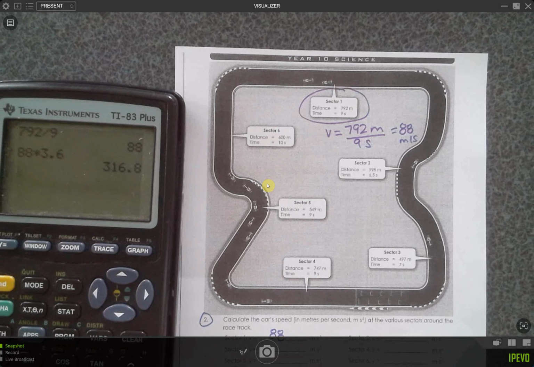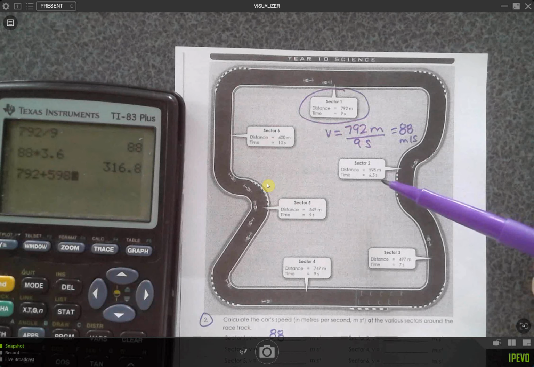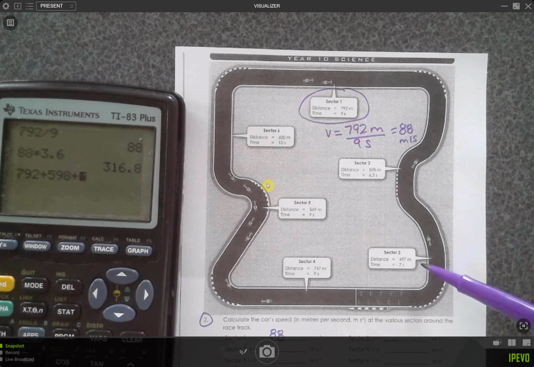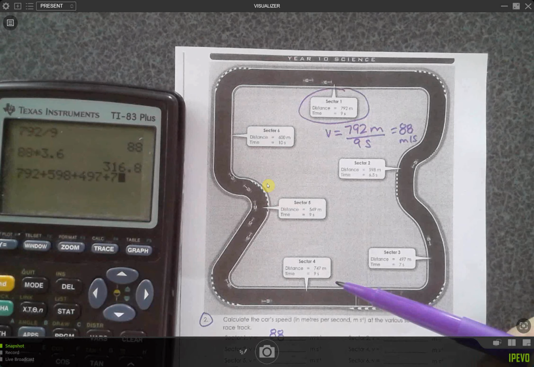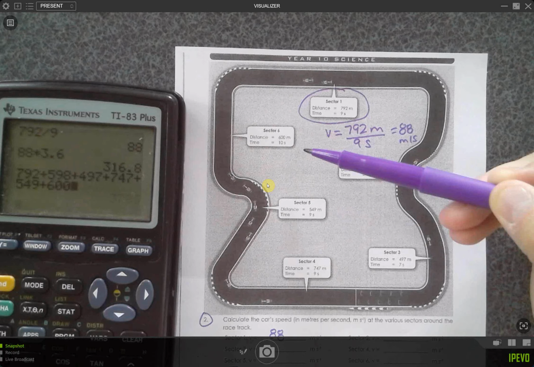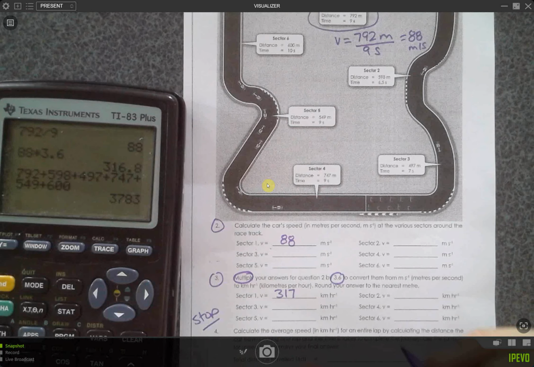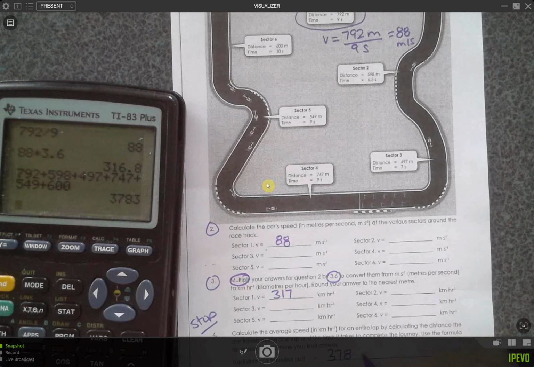All right, so my first distance is 792. My second distance is 598. Third distance is 497. Fourth distance is 747. Fifth distance is 549. And then my last distance is 600. I add that all together and I get 3,783. And that's meters.